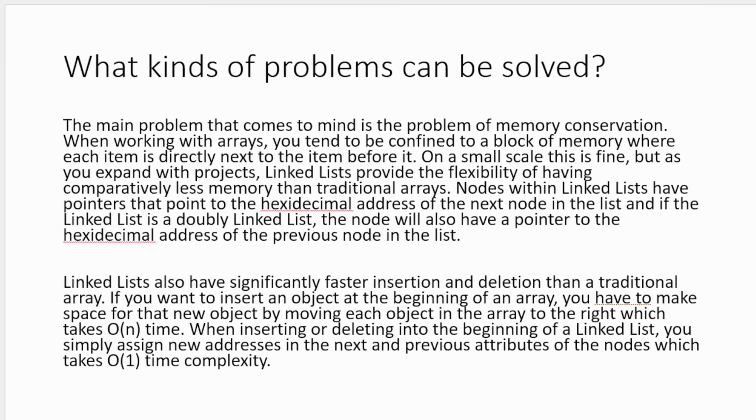Linked lists also have significantly faster insertion and deletion than a traditional array. If you want to insert an object at the beginning of an array, you have to make space for that new object by moving each object in the array to the right, which takes O(n) time. When inserting or deleting at the beginning of a linked list, you simply assign a new address in the next and previous attributes of the nodes, which takes O(1) time complexity.